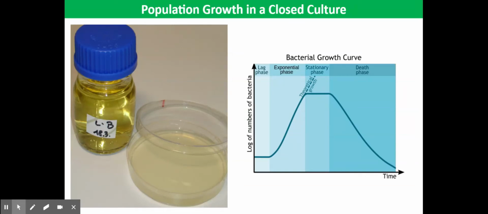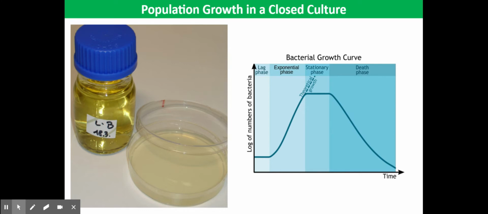This video tutorial is all about population growth in a closed culture. I'm going to run through serial dilutions, the growth curve, and then towards the end just mention the primary and secondary metabolites that we mentioned before with reference to fermenters.